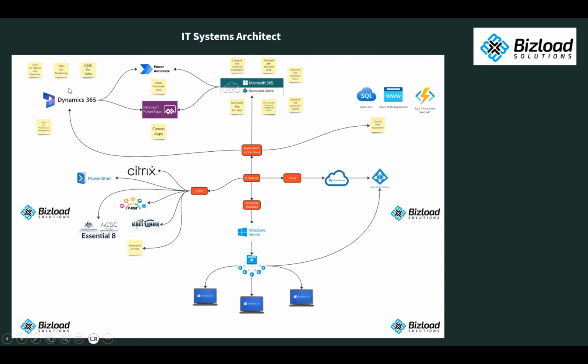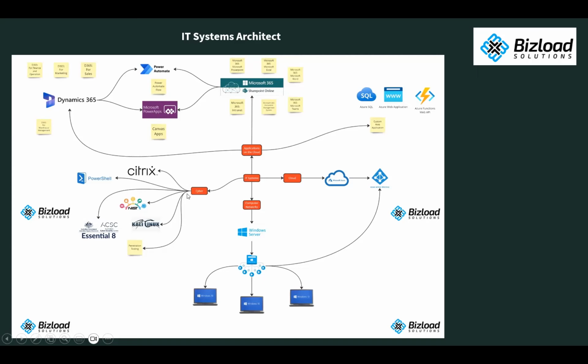And then here you have your Dynamics 365 CRM. So you have your sales, your marketing, your finance operations, your warehouse management, and then you have Power Automate Flow. This is a workflow which can interact between your systems, especially Office 365 and Dynamics 365. And if you want to make custom forms, you can use Canvas apps for that as well. There are other tools you can use for custom forms, but this is one of them.